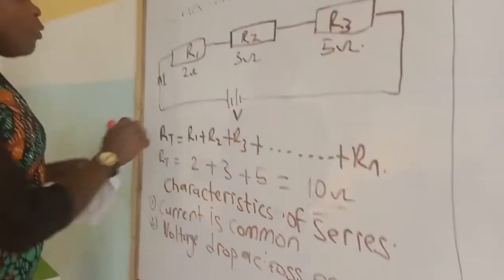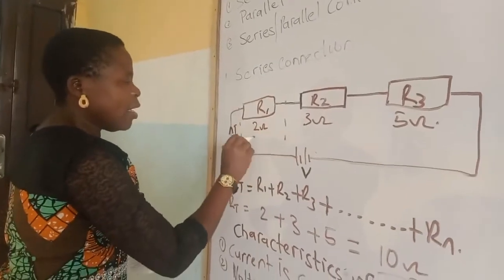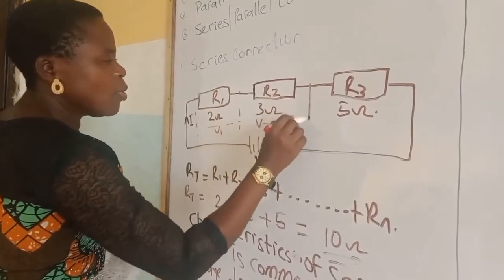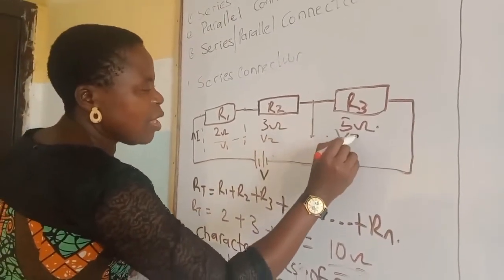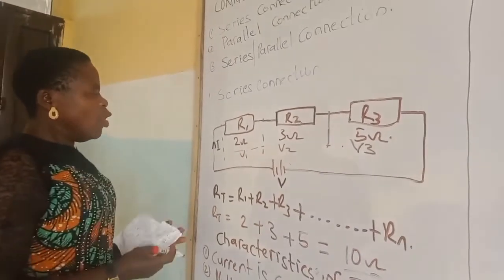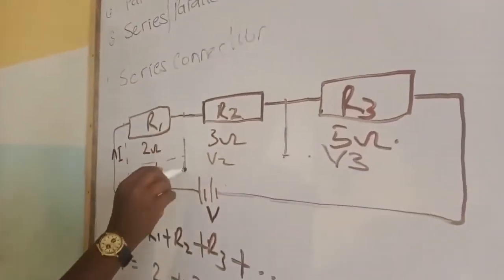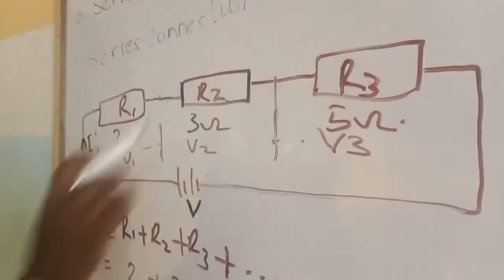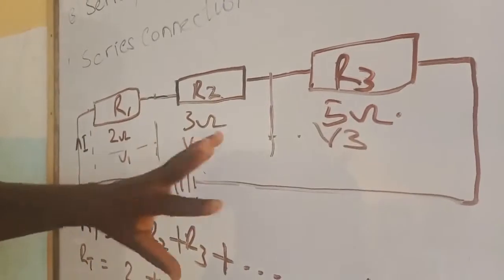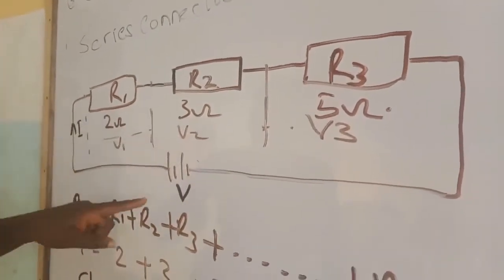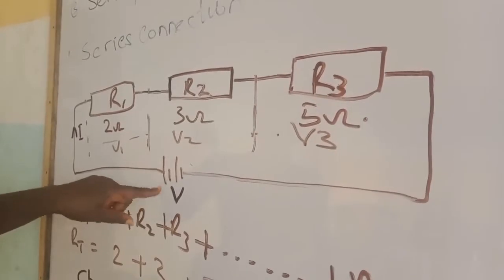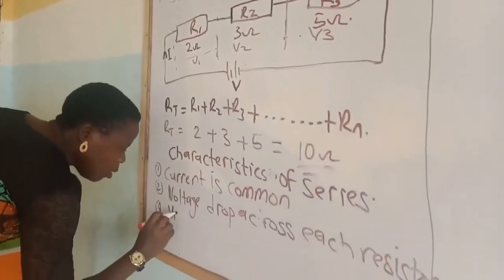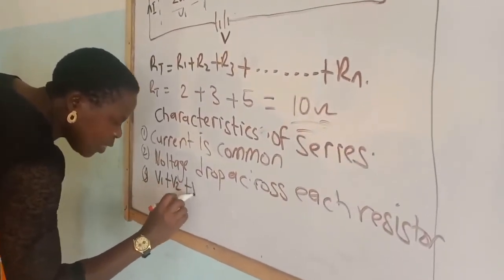Which means the voltage drop between here and here will be V1, between here and here will be V2, between here and here will be V3, which means you won't have the same voltage flowing. The addition of all the voltages will make the applied voltage from this cell or the battery. So you have your V1 plus V2 plus V3.